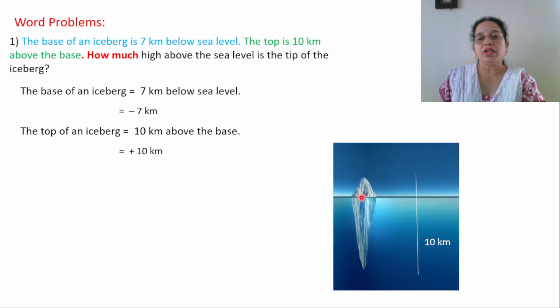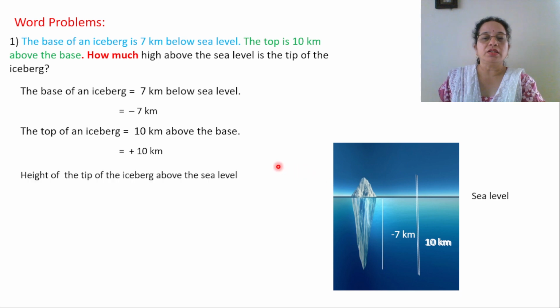Now just look at this figure. This is an iceberg. What is given? This is at minus 7, and from the base, the tip of the iceberg is 10 kilometer. It means that this total distance is 10 kilometer. How much high above the sea level? This is your sea level. This is minus 7 and this one is 10. So how much is the length of this part above the sea level? This you are supposed to find.